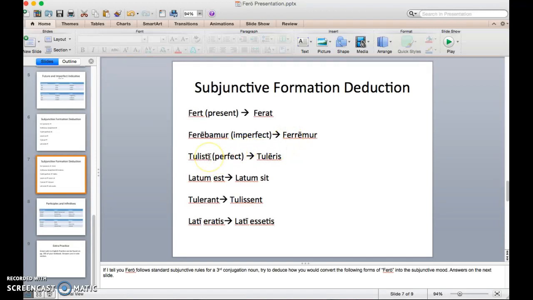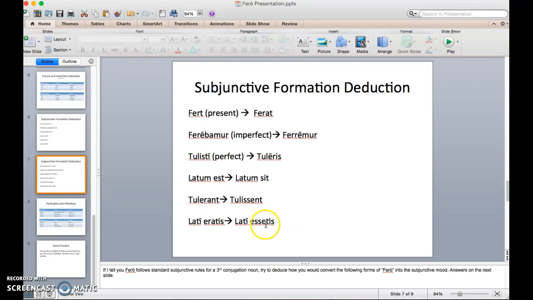Now, when we look at the perfect active, tulisti becomes tuleris, our future perfect active indicative endings, which we use also for the perfect active subjunctive. So that's totally typical. Latum est becomes latum sit. Remember, we just convert that indicative form of sum into the subjunctive and attach it onto the fourth principal part. That's entirely normal. Tulerant, yep, still third principal part, plus your isse endings, right? Isse plus the endings, so tulissent, which is typical.